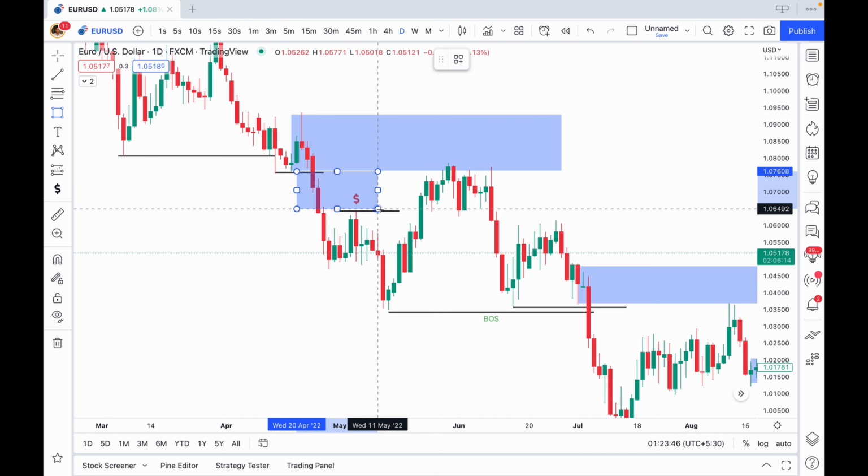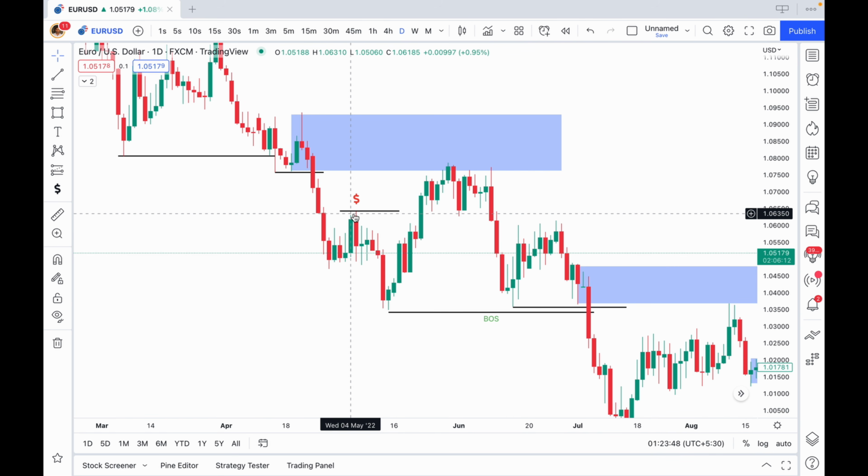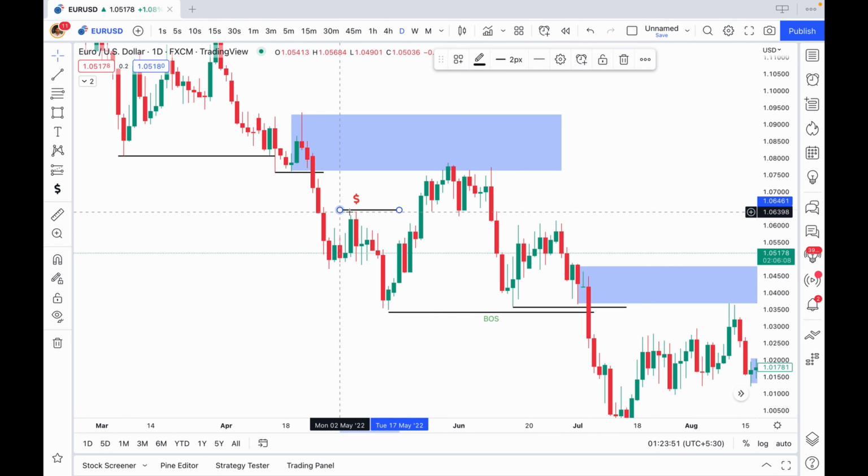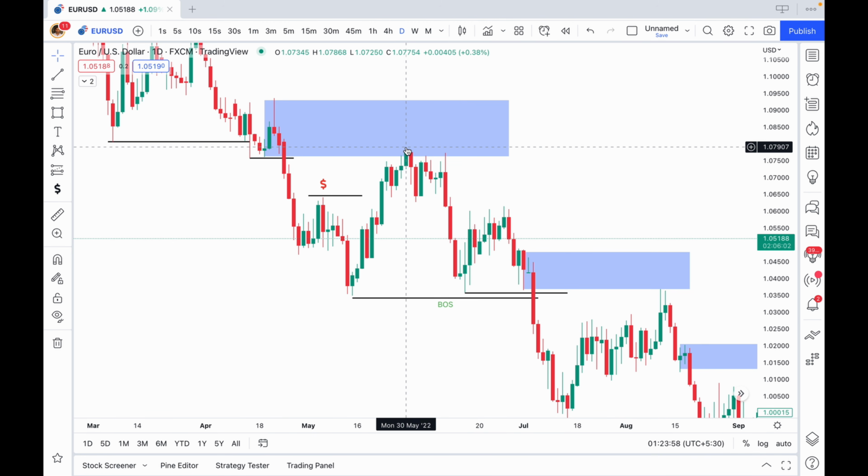What is this? This is imbalance. And now we can see this is single high liquidity. So price came here, fulfilled the imbalance, touched our order block, and then fell down.